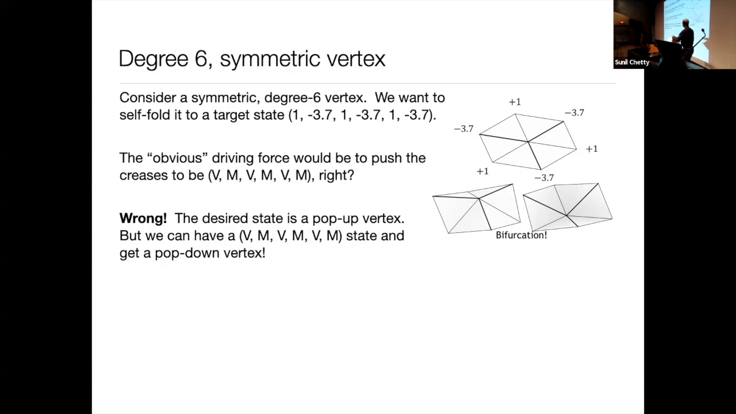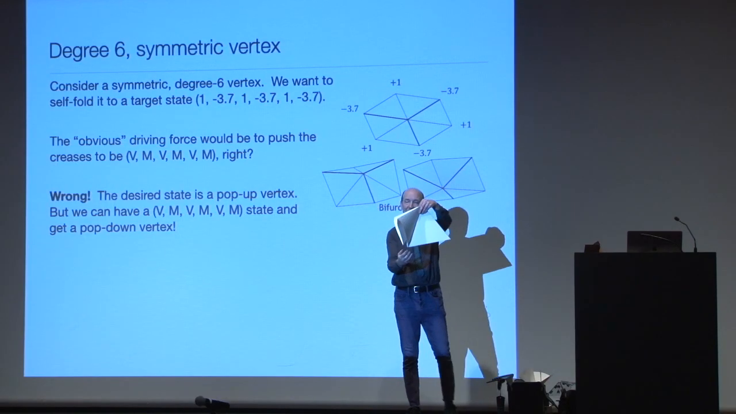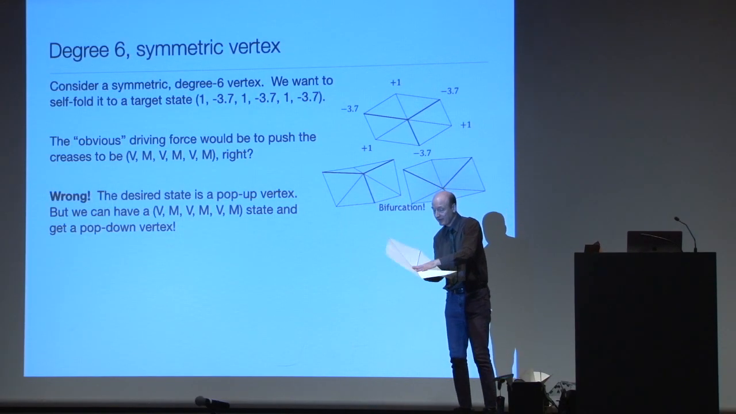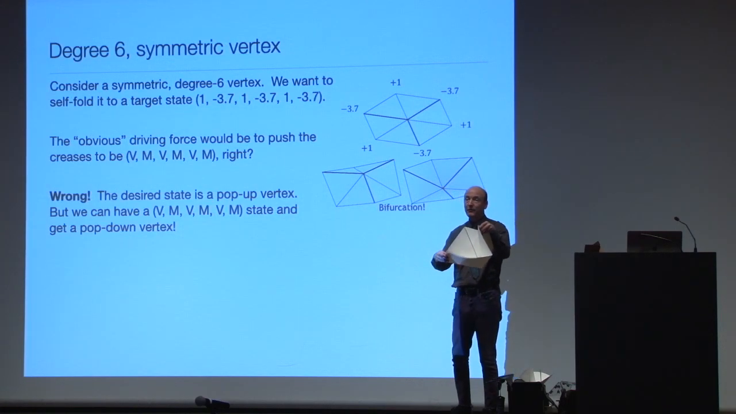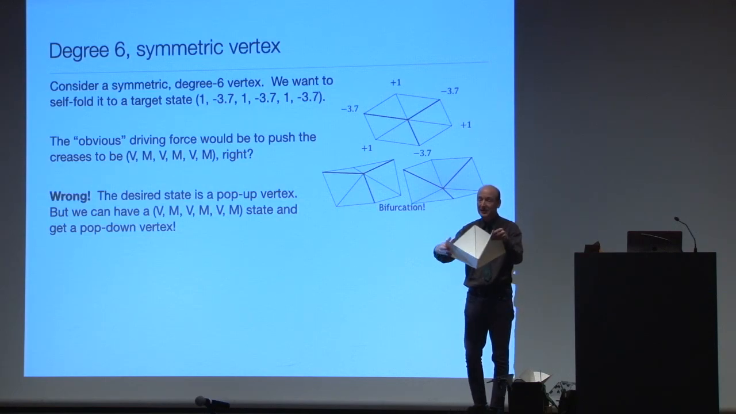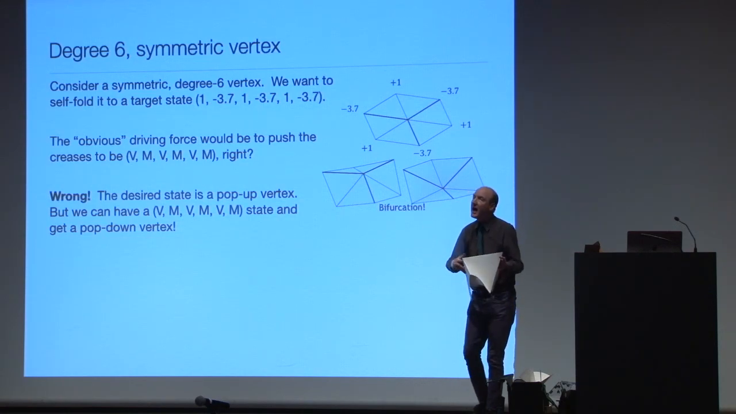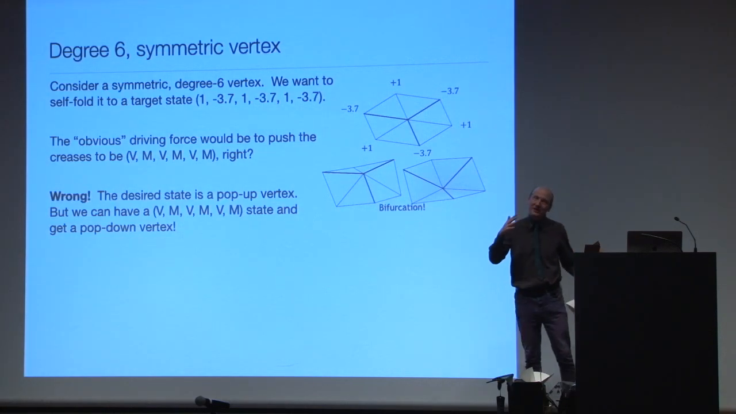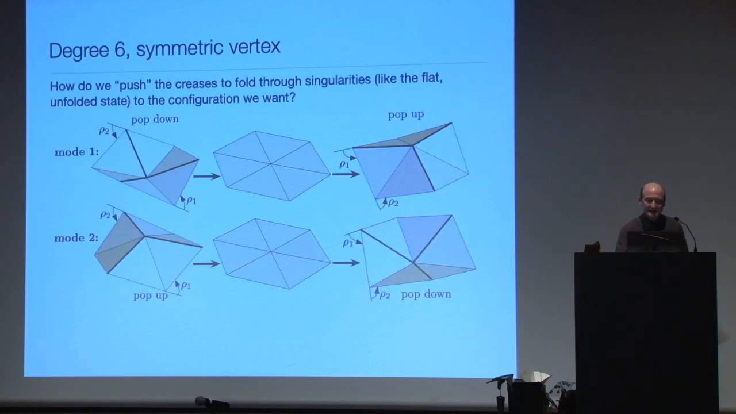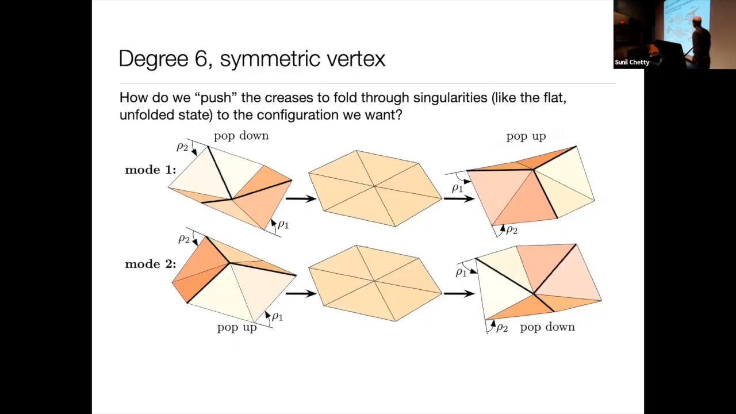So even if I have a driving force of just mountain springs, valley springs, mountain springs, valley springs, that would not distinguish this state from this state, where I have the same mountain valleys as before, but now the vertex is popping down instead of popping up. So we were wondering how we would control for that. It turns out we can, if we do the same analysis. So here's another picture of these two pop-up states. There are different modes. I could literally switch all the mountains and valleys.